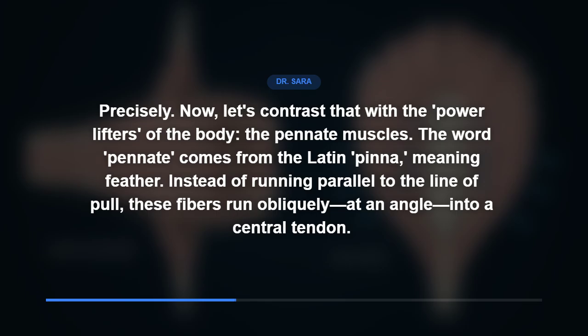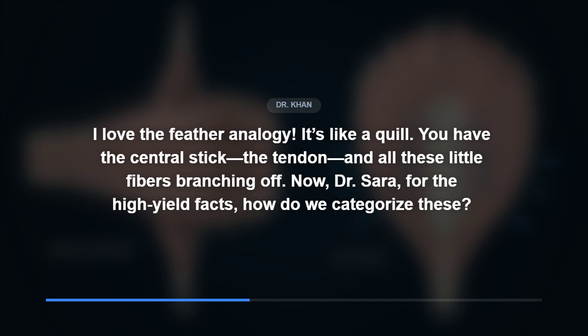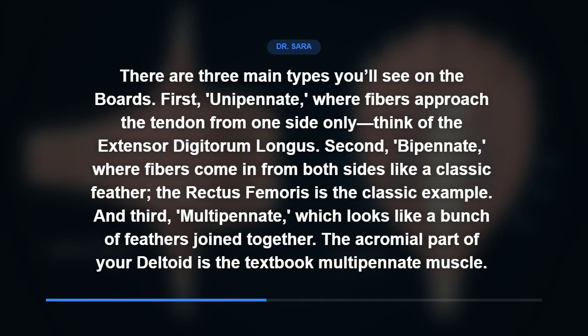Now, let's contrast that with the power lifters of the body, the pennate muscles. The word pennate comes from the Latin pinna, meaning feather. Instead of running parallel to the line of pull, these fibers run obliquely, at an angle, into a central tendon. I love the feather analogy. It's like a quill. You have the central stick, the tendon, and all these little fibers branching off.